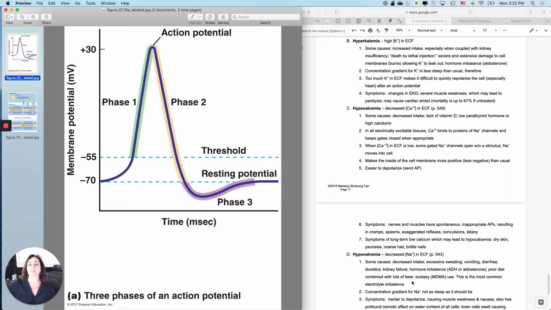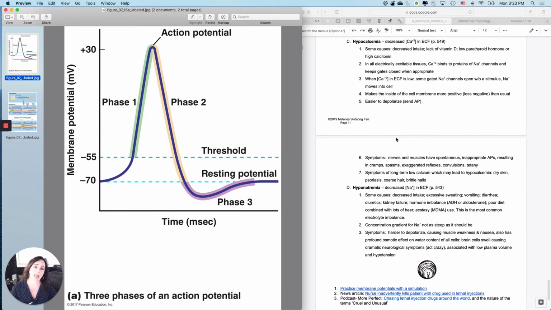And when people in those countries were alerted that it was being used this way, they shut down distribution to the United States. And so there's some really interesting history that goes with that. Not even history, really interesting current information that goes with that. So that's hyperkalemia. Okay, now hypocalcemia.